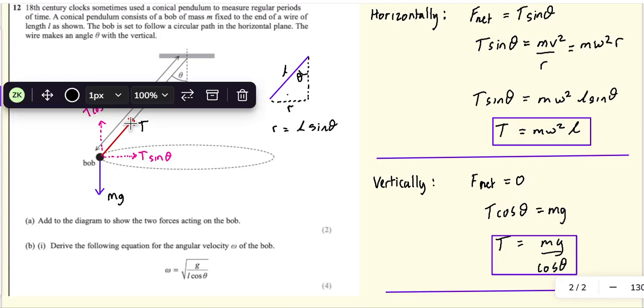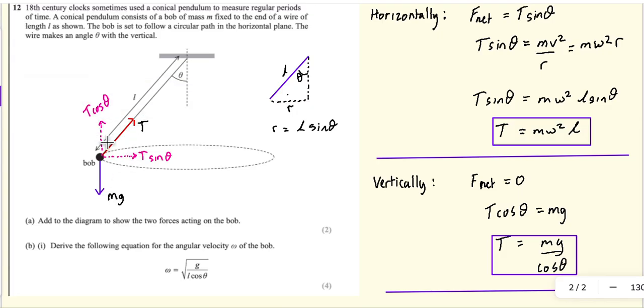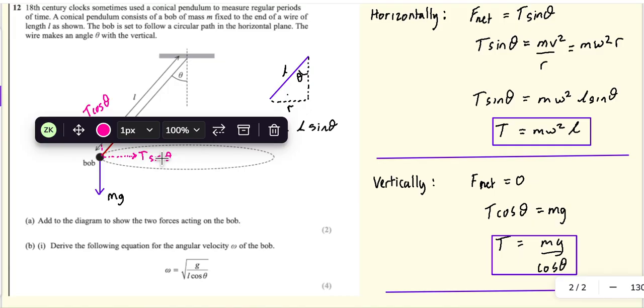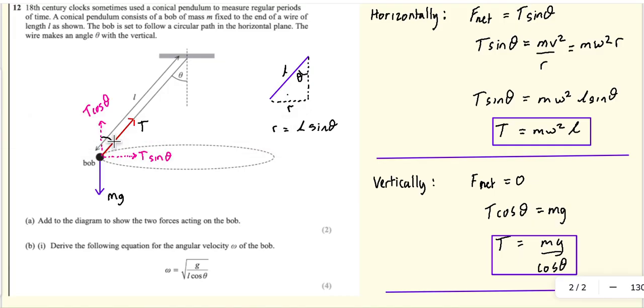Now we can split that force into two components, T cos theta and T sine theta, theta being the angle from the vertical. So if you do a little bit of trig, you can see that this angle here is also theta. So therefore that is T cos theta and that is T sine theta.